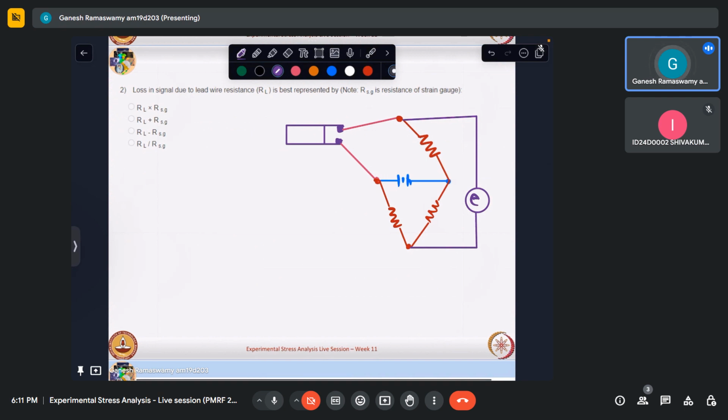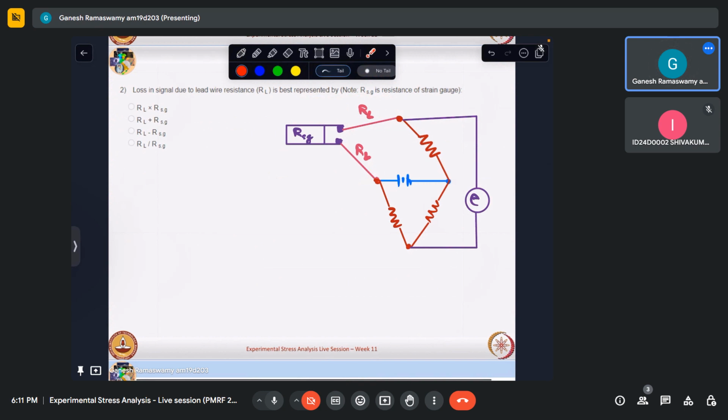Now what happens is this strain gauge has a resistance of RSG. Now we see that these are two lead wires that are connected. So let us say that these lead wires are also metal. So this will have RL as the lead wire resistance. So in this case, the total resistance of this arm includes the lead wires also.